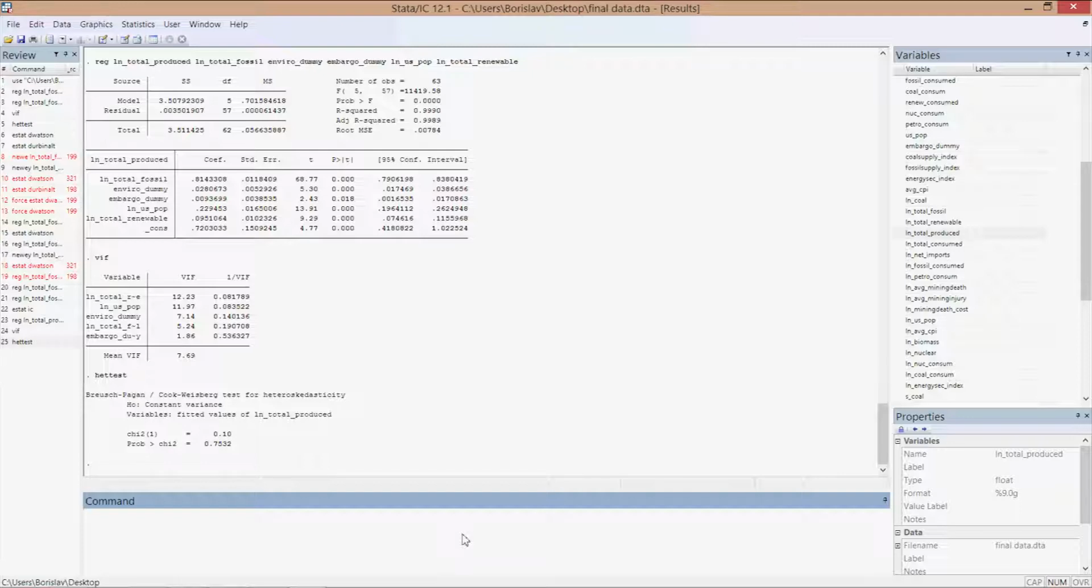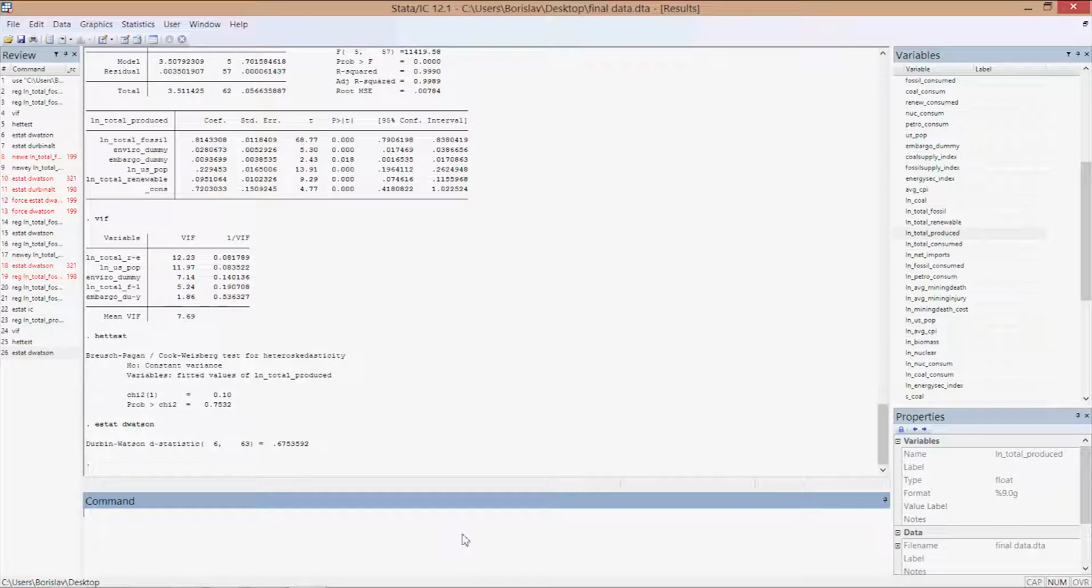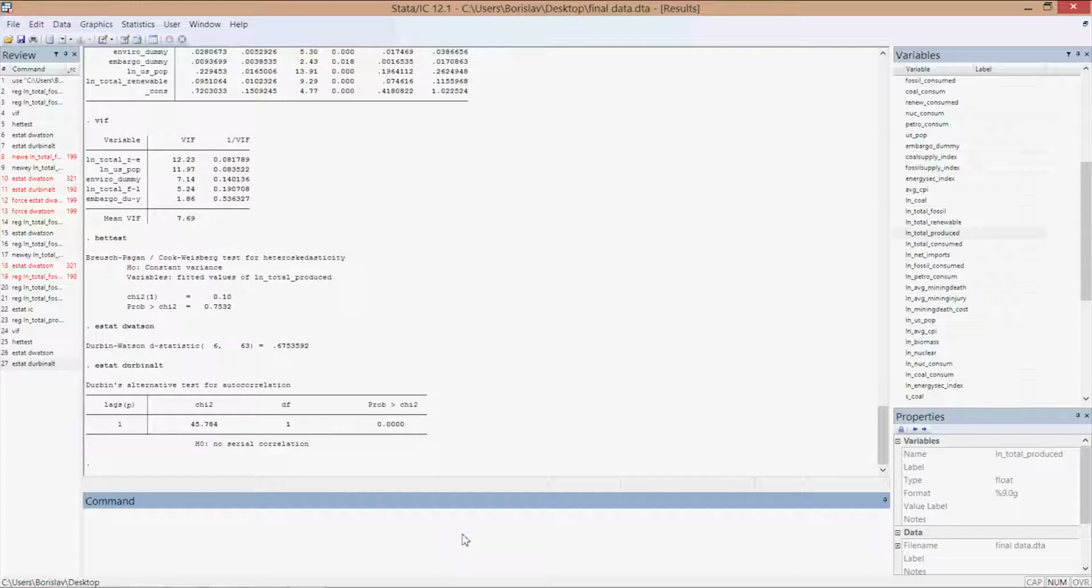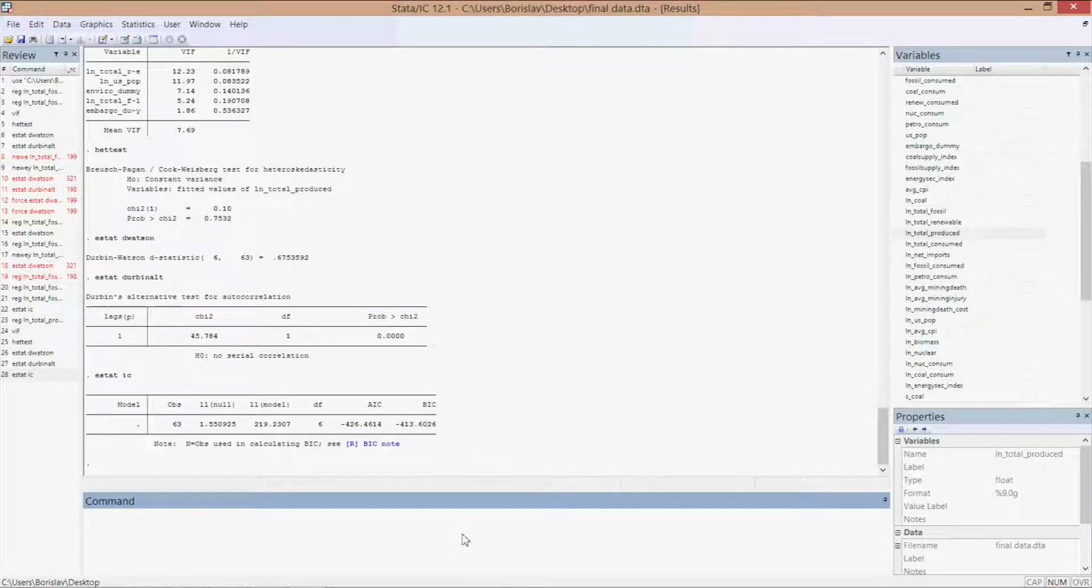Let's do estat dwatson. Getting closer to 2, definitely not there. We have some autocorrelation. Definitely better than 0.25. Let's do estat durbinalt, the alternate test. Not that good. Probability is within the statistically significant levels. Let's do estat ic. And wow, we went from negative 100 something to negative 426.